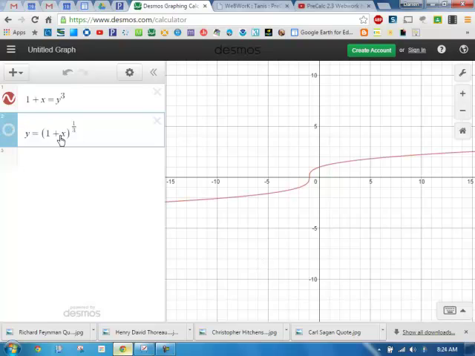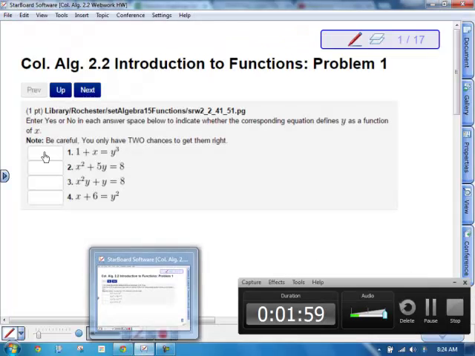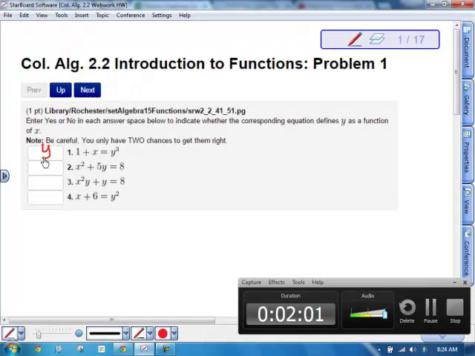Now, if you solve for y, it would look like this. It'd be the cube root of 1 plus x, where the 1/3 power is really the cube root. So that's the same way to graph it. We used to have to solve for y and plug it into our graphing calculator, but Desmos allows us to just plug in a relation like this, and it'll graph that as well. So that's kind of handy. So the first one is a function, so that's all we need to say. Actually, just yes or no.